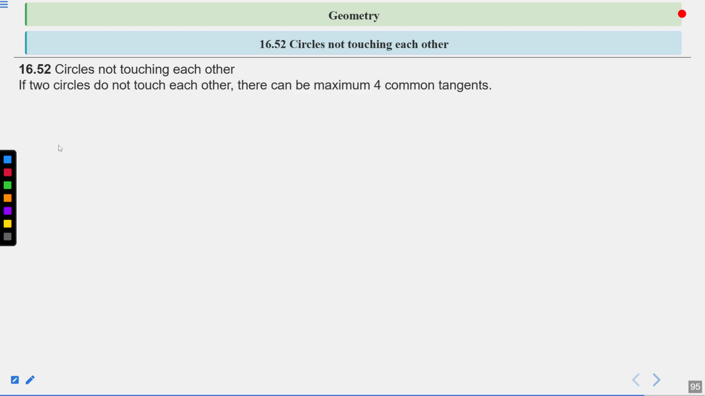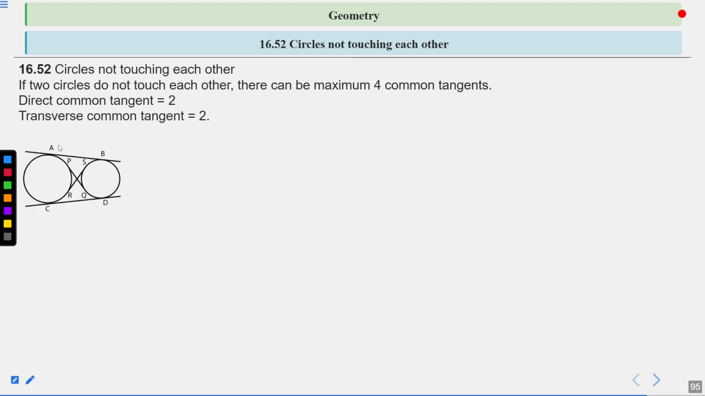If two circles do not touch each other, there can be a maximum of 4 common tangents. Direct common tangents are 2 and the transverse common tangents are also 2. In this diagram, AB and CD are the direct common tangents, and PQ and RS are the transverse common tangents.